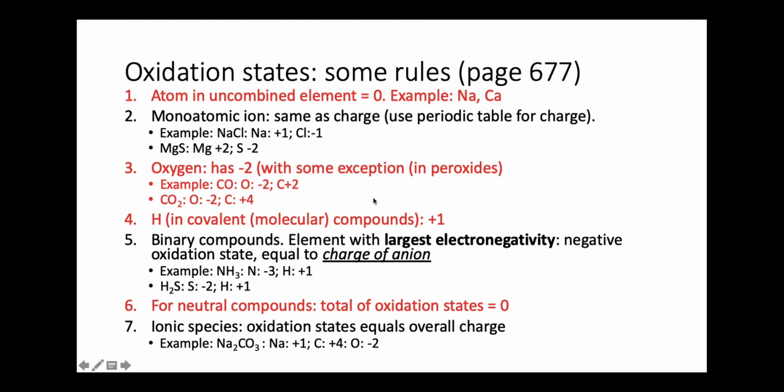Another important one is H. In covalent compounds, so molecules or ions, it has an oxidation state of +1. If I have binary compounds like H2O or NH3, the element with the larger electronegativity gets the negative oxidation state, and that's equal to the charge of the anion. So for example NH3, well, H is always +1, so N must be -3. H2O is the same. And remember, large electronegativity is in the upper right corner of the periodic table. Fluorine is the atom with the largest electronegativity.